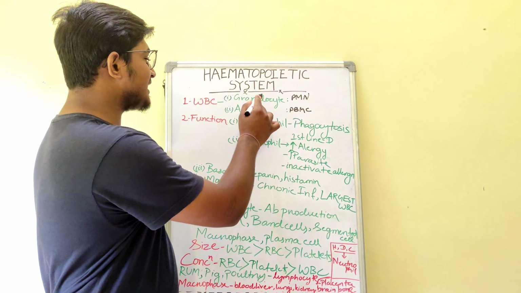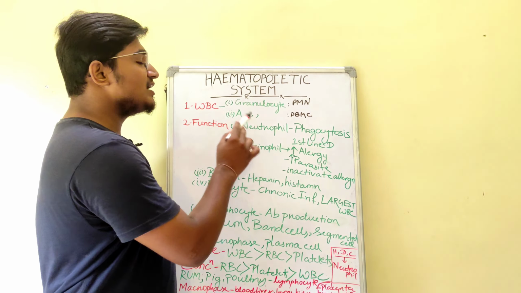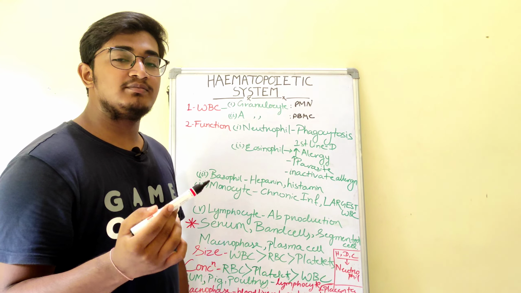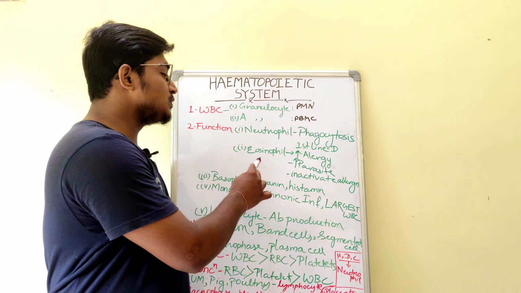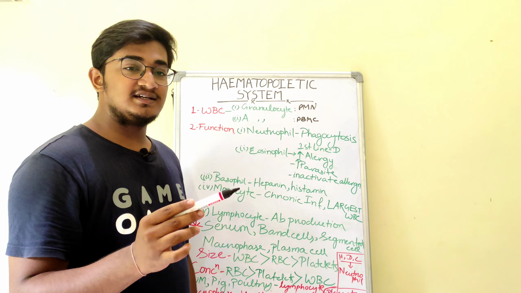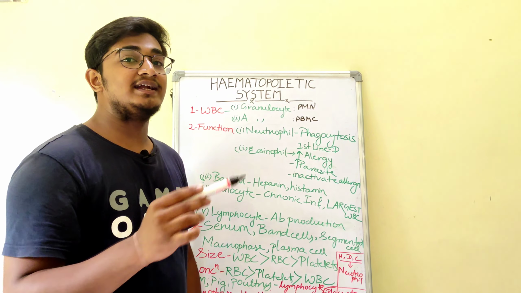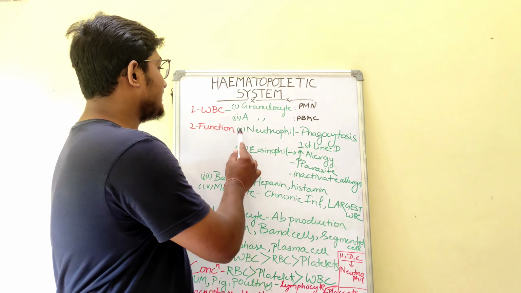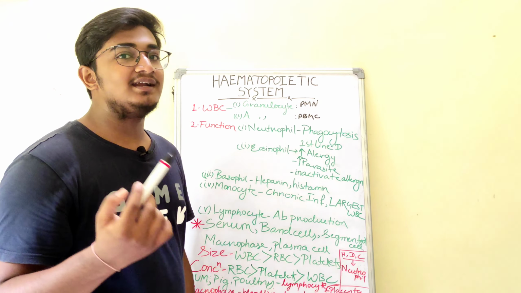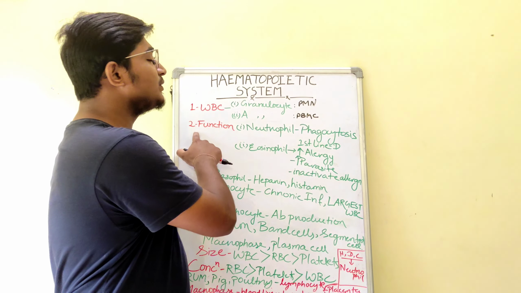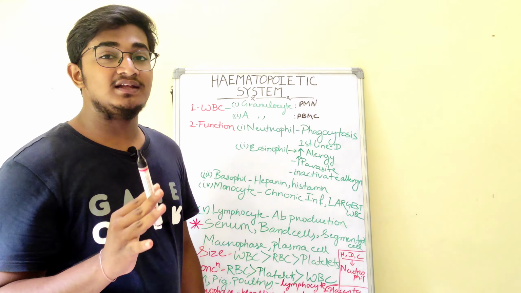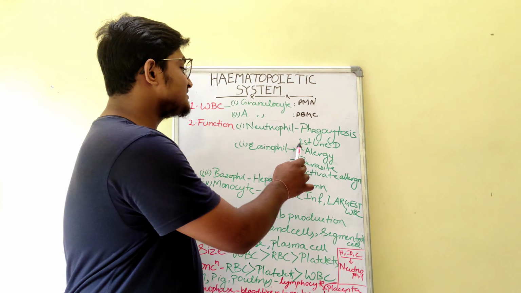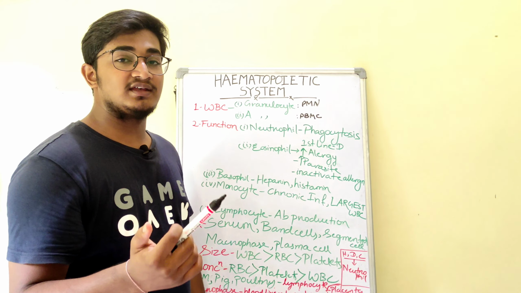Then the granulocytes include neutrophil. The neutrophil is called so because it takes the neutral dye. In case of eosinophil, it takes the acidic dye, and in case of basophil, it takes the basic dye. And agranulocytes include monocyte and lymphocyte. Then we will focus on the function. The neutrophil is highly phagocytic and is the first line of defense in case of infection.